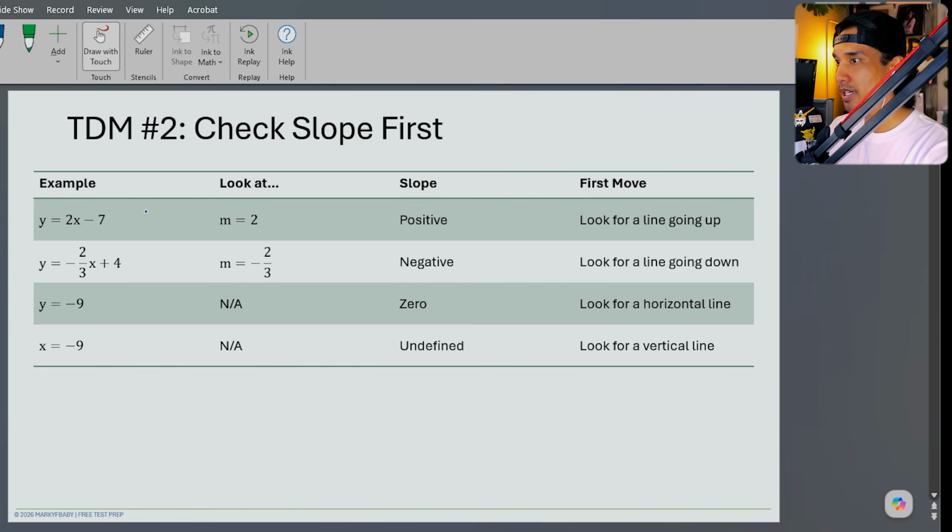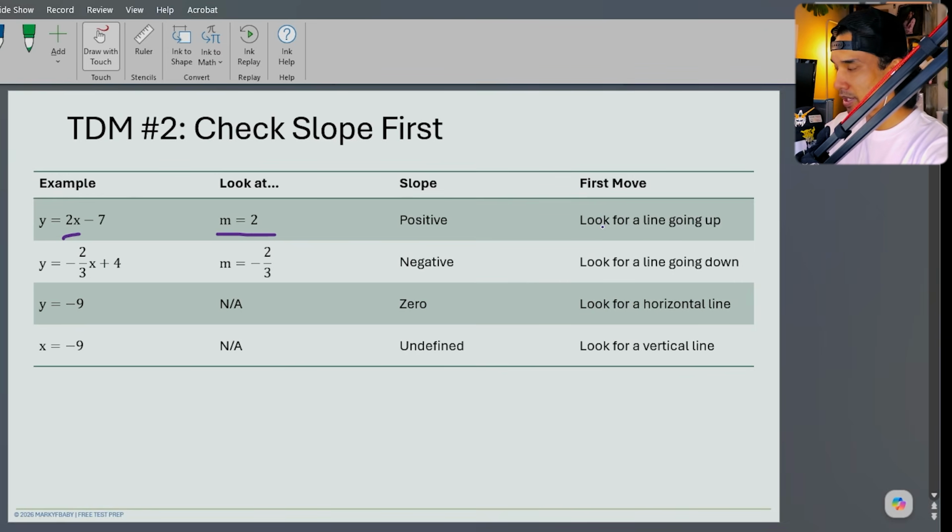Then I have examples here. So when you are looking for the slope given an equation, you're looking at m. In this case, m is equal to 2. Right? And this is a positive slope because there's no negative sign over here. It's positive. We're going to be looking for a line going up.